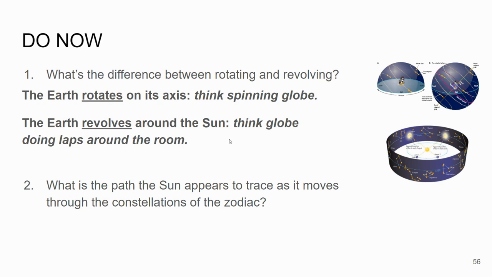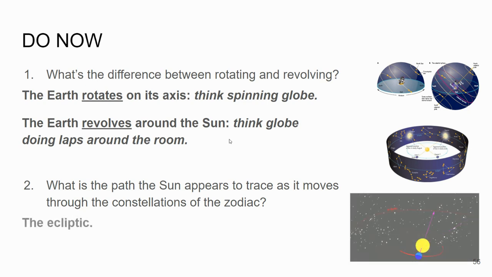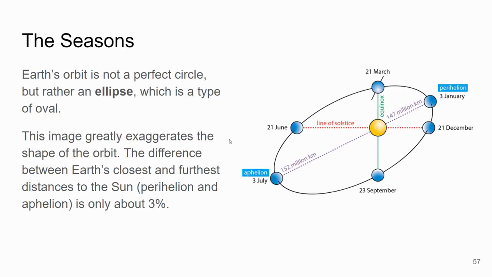So what is the path the sun appears to trace as it moves through the constellations of the zodiac? That is called the ecliptic. It's the apparent path of the sun across the celestial sphere, the 12-ish, 13 signs, constellations, it goes through. That's what the zodiac is. And the ecliptic is also the plane of the Earth's orbit. So the Earth goes around the sun in this pretty constant plane. If you just project that plane out across the celestial sphere, that is also the ecliptic. They mean the exact same thing.